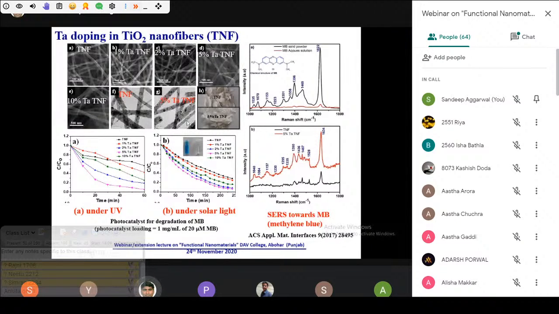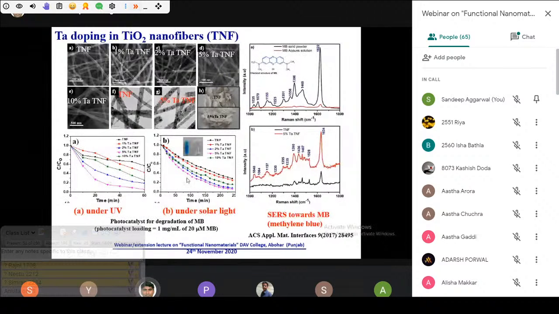So this is one of the examples from the research that we have done. We have a one-dimensional TiO2 nanofiber. You can see this is one-dimensional. The thickness, or we can say the diameter, is in nanometers, but the length is in microns. So this is a one-dimensional TiO2 nanofiber, and it has been doped with tantalum. After doping, what we found is that the band gap is reduced and the photocatalytic activity is enhanced.